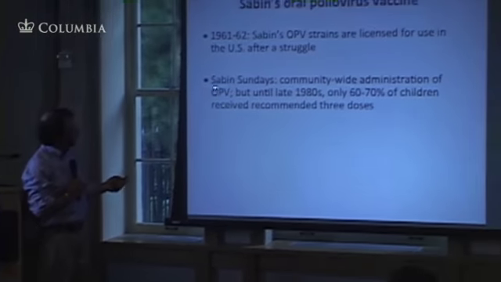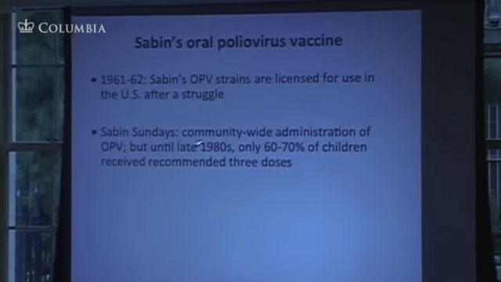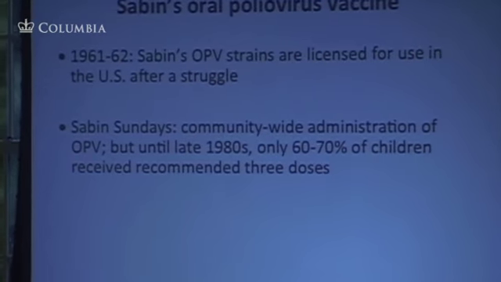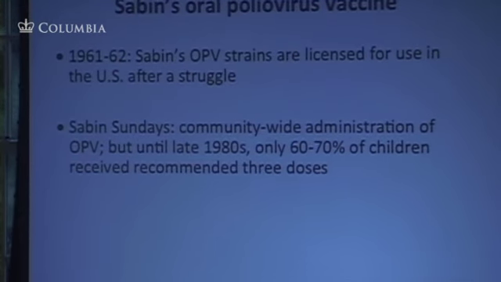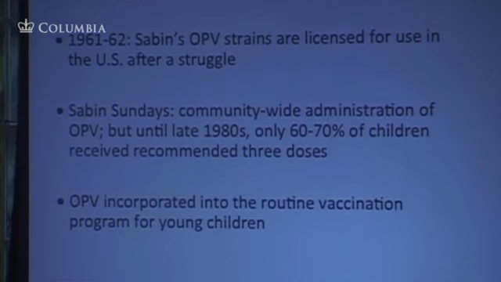He carried out what were called Sabin Sundays, community-wide administration of his vaccine, even though still, until the 80s, only 60 to 70% of kids were getting the 3 doses. So in the beginning, you would give type 1 first, then type 2, and then type 3. So you had to have the kids come back 3 times, which is very difficult. You're never going to get 100% vaccination when you have to keep coming back. So not everyone was getting immunized.